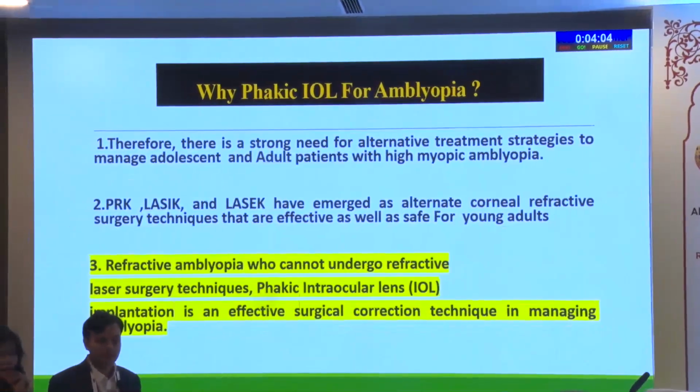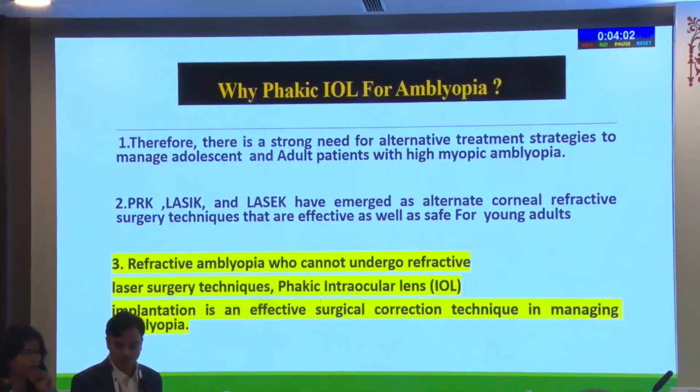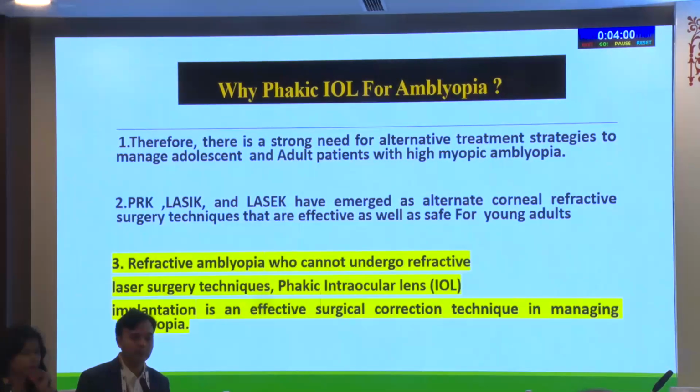So why phakic IOL for amblyopia? Therefore, there is a strong need for alternative treatment strategies to manage adolescent and adult patients with high myopic amblyopia. Laser vision correction emerged as an alternative corneal refractive surgery technique that is effective as well as safe for young adults. But for refractive amblyopic patients who cannot undergo laser vision correction, phakic intraocular lens implantation is an effective surgical correction technique in managing amblyopia.